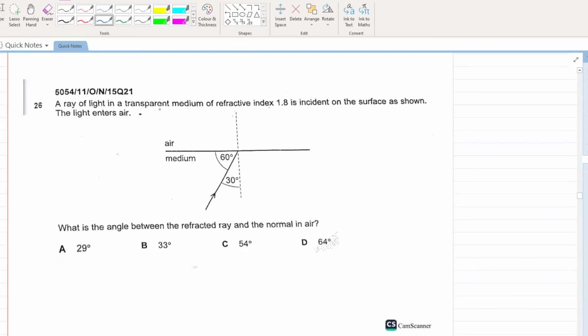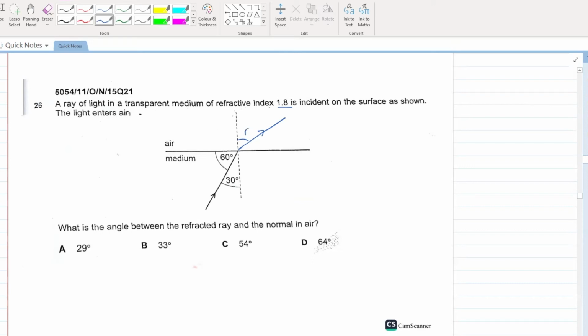A ray of light in a transparent medium of refractive index 1.8 is incident on the surface as shown. Light enters air. What is the angle between the refracted ray and the normal in the air? A very, very good question. Basically, we have to calculate this angle of refraction.